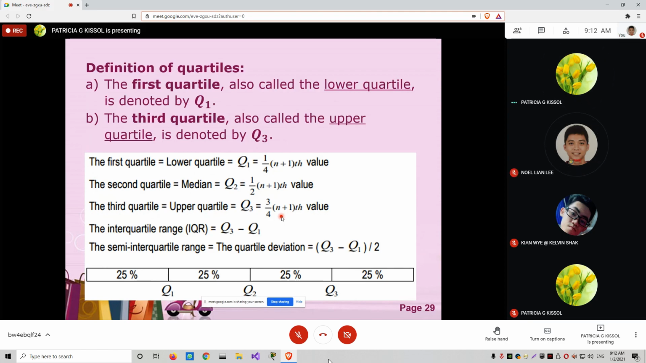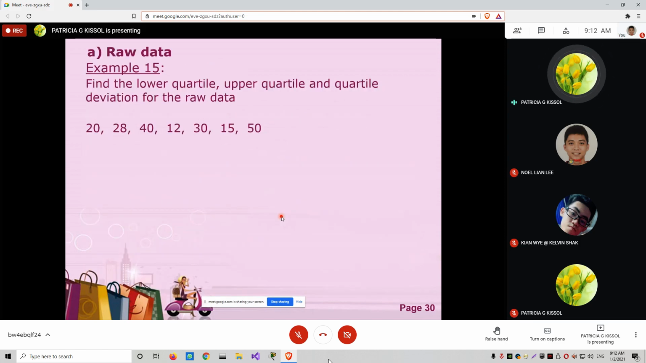Okay, good. Now this is a simple example, example 15. Here we want to find the lower quartile, upper quartile, and quartile deviation for just a few data. As you can see, our n is 7. There's only 7 data here.